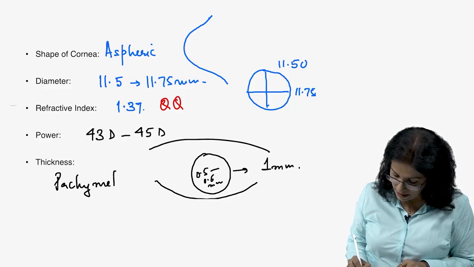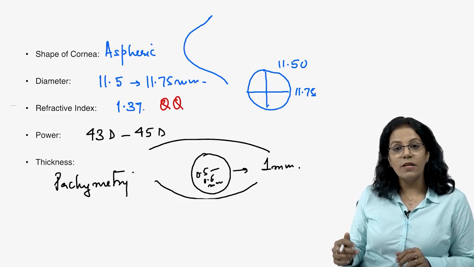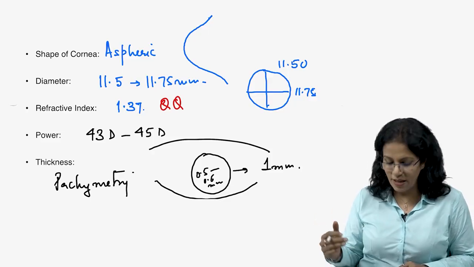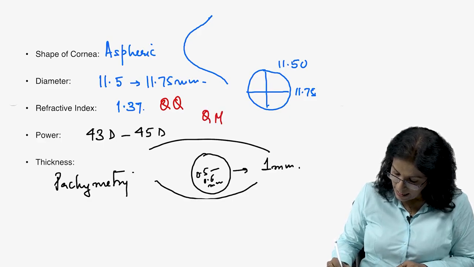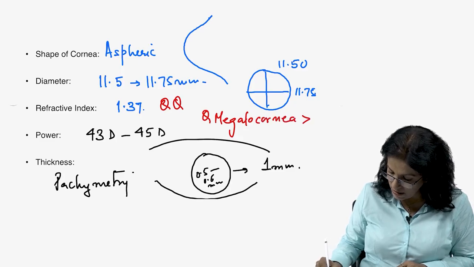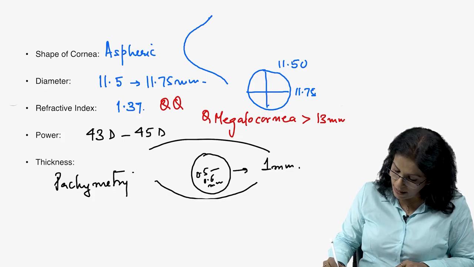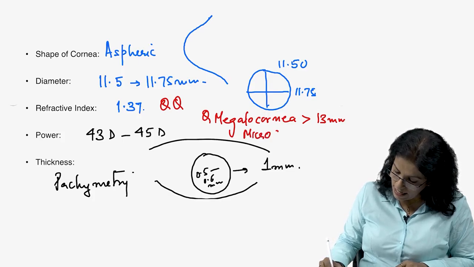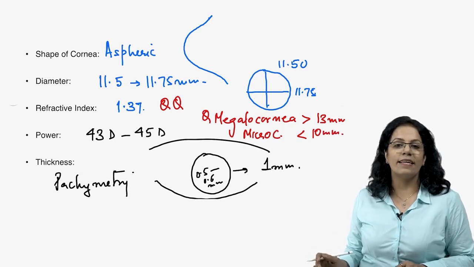Okay, another important thing when you are talking about the diameter of the cornea, you have to also know what is megalocornea and what is microcornea. So, what is megalocornea? Has been your exam question. Megalocornea is any adult diameter of more than 13 millimeters, right, is megalocornea. And coming to what is microcornea? Microcornea is less than 10 mm.